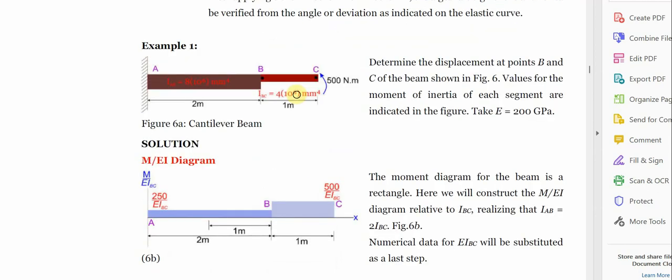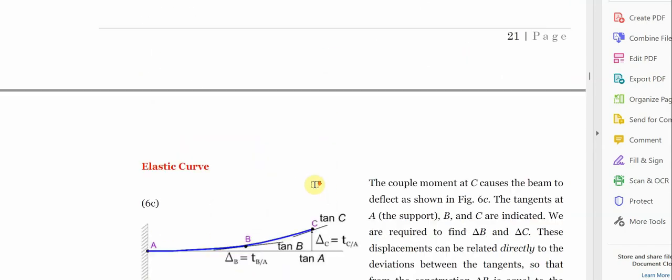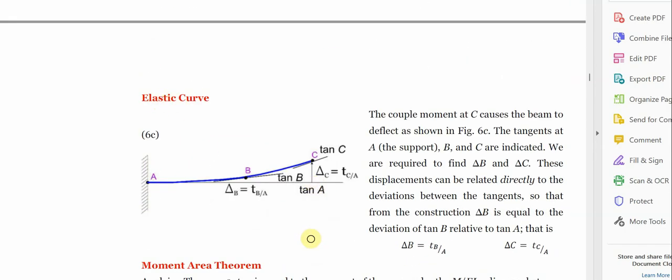Now let us look at this object. I said the first thing is that we draw the M over EI diagram, which is the moment diagram. To draw this particular moment diagram, even though this is a cantilever, because there is a moment applied here, we must put that moment there. However, the other moment for this particular point is just 250 over EI. After drawing our M over EI diagram, the next thing we will do is consider our elastic curve.